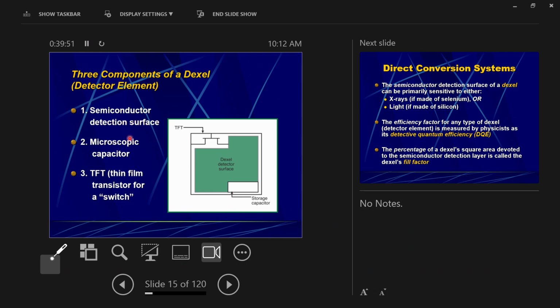Okay, so a detector cell. Now we ignore the whole grid, the whole array of detector cells, and we focus on a single teeny tiny, nearly microscopic detector cell. A single one of them. And the face of it has three things: a semiconductor detector surface, we'll explain these, don't worry, a microscopic capacitor, and a thin film transistor. What do all of those things mean?